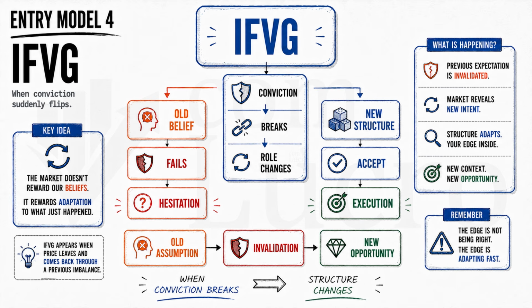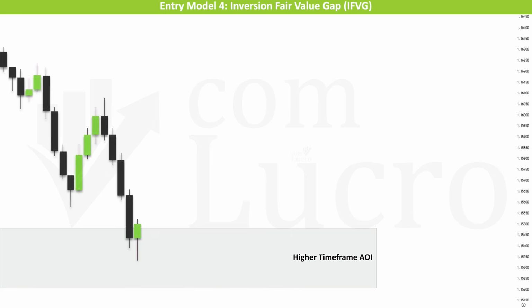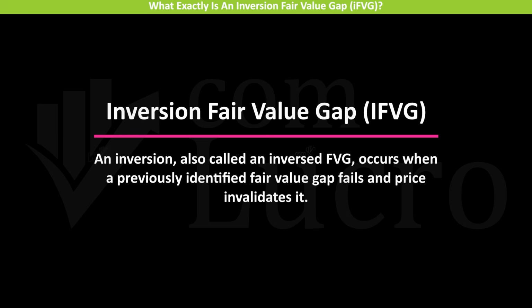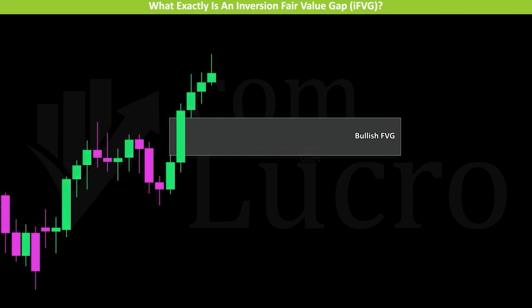Now let us move on to the fourth entry model, the IFVG, the level that flips the instant the crowd's conviction breaks. Before we look at how to execute this setup on the chart, let us briefly review what an inversion fair value gap is and how it forms. So what exactly is an inversion fair value gap? An inversion, also called an inversed FVG, occurs when a previously identified fair value gap fails and price invalidates it. For instance, imagine a bullish imbalance that creates a clear gap on your chart.